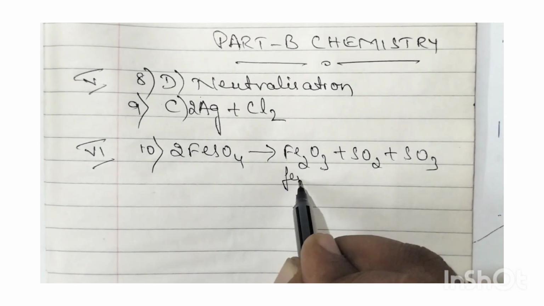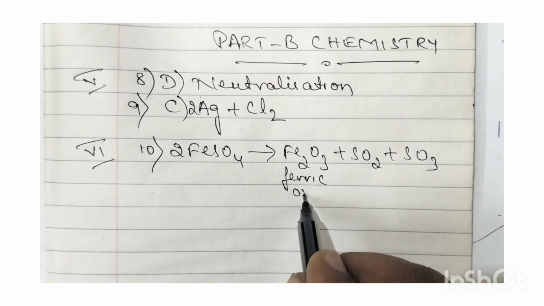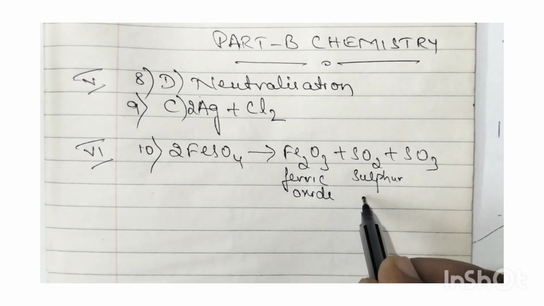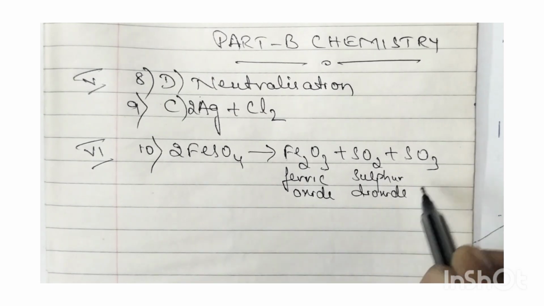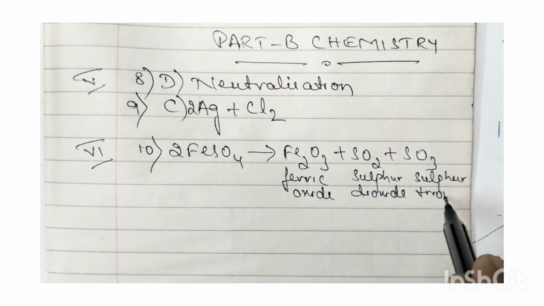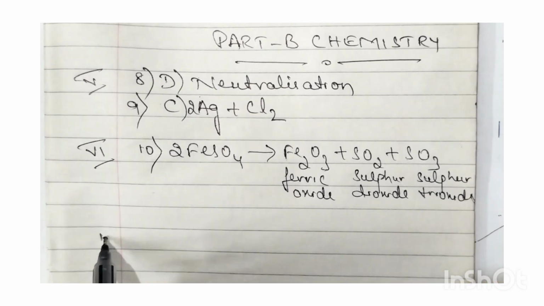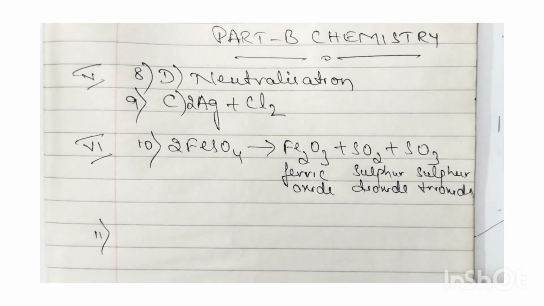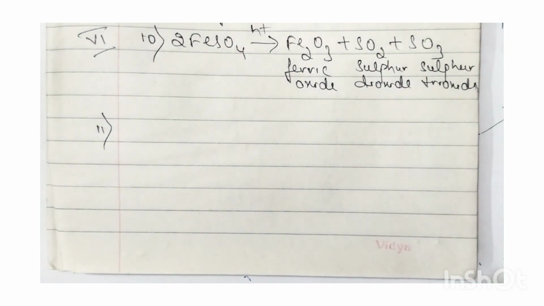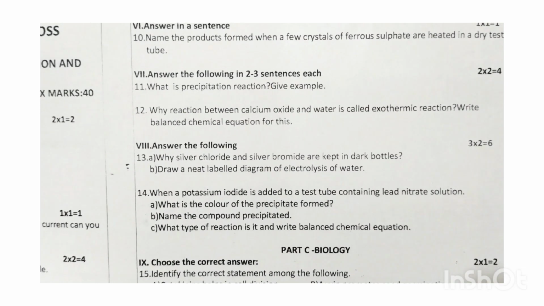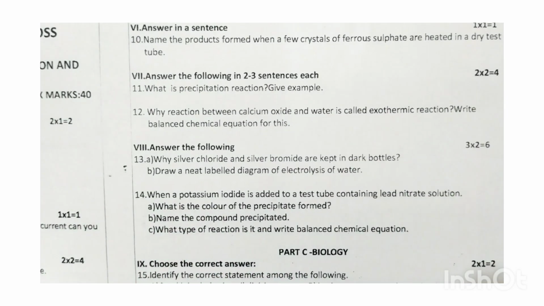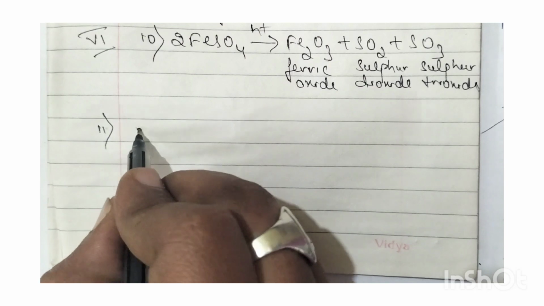This is ferric oxide. The products are ferric oxide, sulfur dioxide, and these two are poisonous gases, and this is sulfur trioxide. So these are the products we get when ferrous sulfate is heated. We call this a thermal decomposition reaction. Now let us move to the next question. What is a precipitation reaction? Give an example. So what is a precipitation reaction?